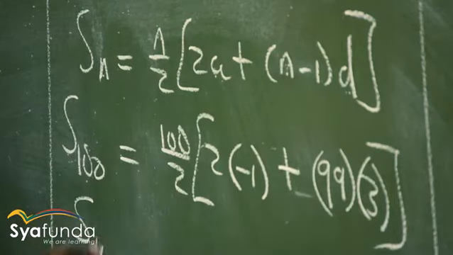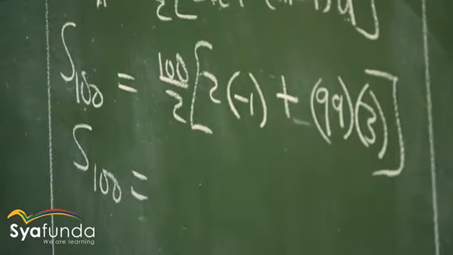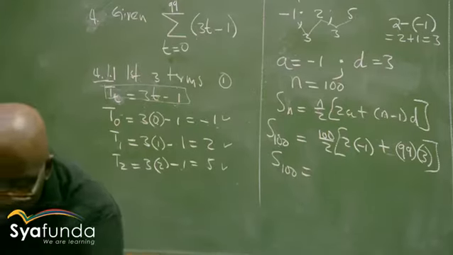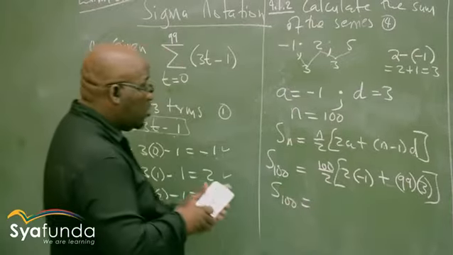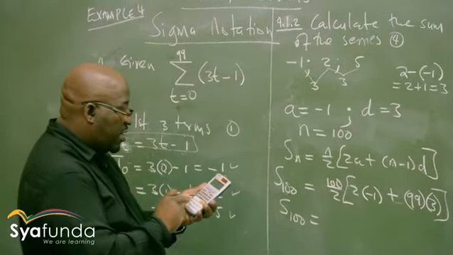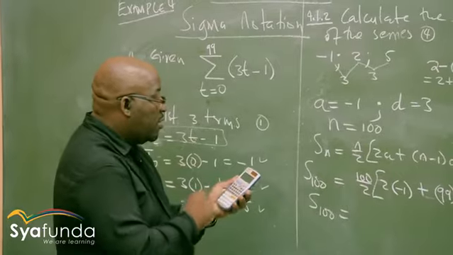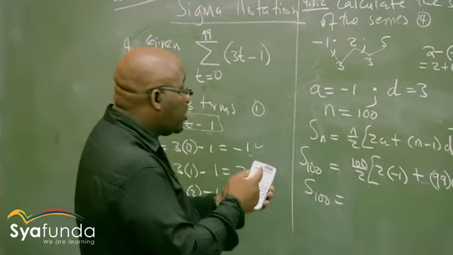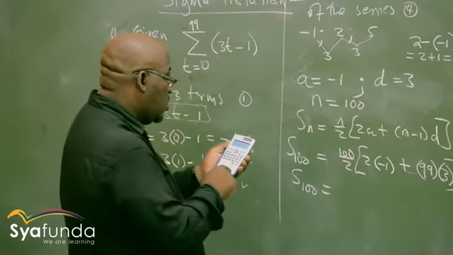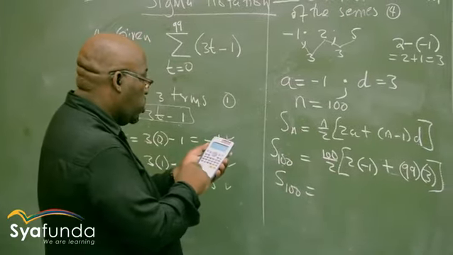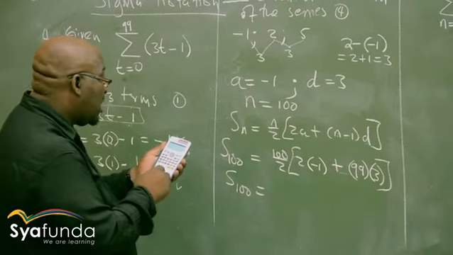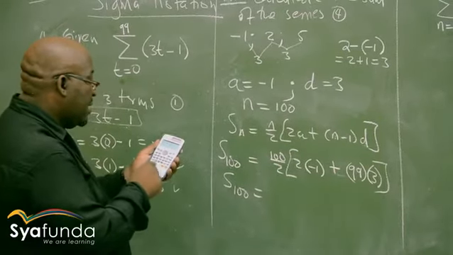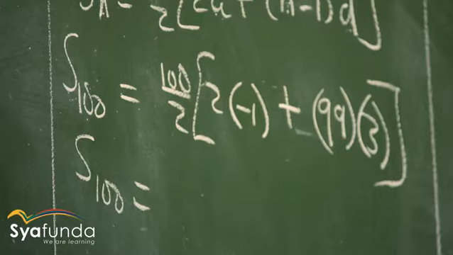So the sum of the first 100 terms will then be equals to, you go to your calculator, it will help you to find the exact solution. Remember, you know what is 100 over 2, which is 50. So we've got 50 there into, open that bracket, what is 2 times -1? It is -2, plus, what do I have there? 99 times 3. Close this bracket, and I also close the bigger one.